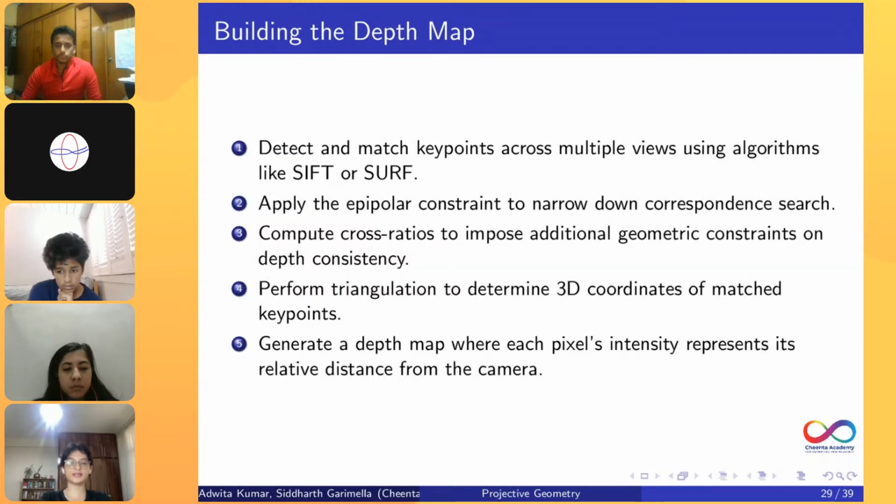Okay, so building the depth map. First, you have to detect and match key points across multiple views using algorithms like SIFT or SURF. Second, apply the epipolar constraint to narrow down the correspondence search. Third, compute cross ratios to impose additional geometric constraints on depth consistency. Fourth, perform triangulation to determine 3D coordinates of matched key points. And the fifth step is to generate a depth map where each pixel's intensity represents its relative distance from the camera. You can go on to the next slide.